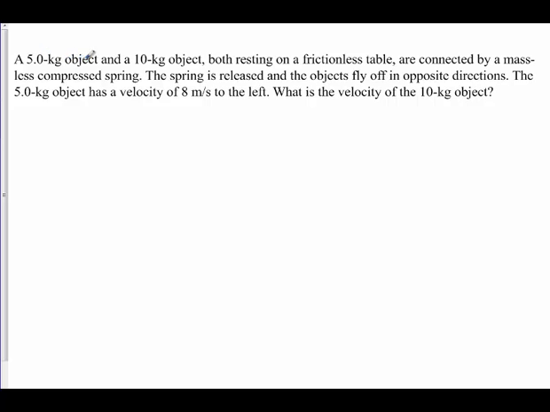Okay, let's look over this problem. We have a 5 kilogram object and a 10 kilogram object, both resting on a frictionless table. The key word here is that it's resting. Since it's resting, we can say P initial of the system must equal 0. Then the spring is released and the objects fly off in opposite directions. The 5 kilogram object has a velocity of 8 meters per second to the left. What is the velocity of the 10 kilogram object?